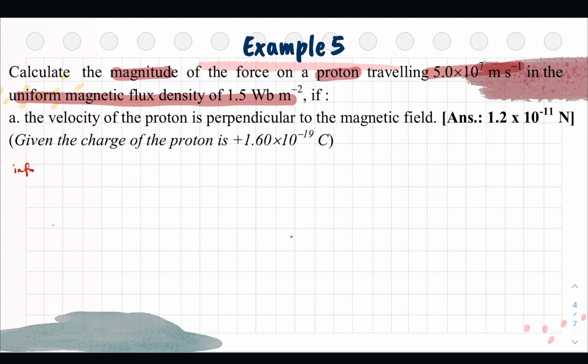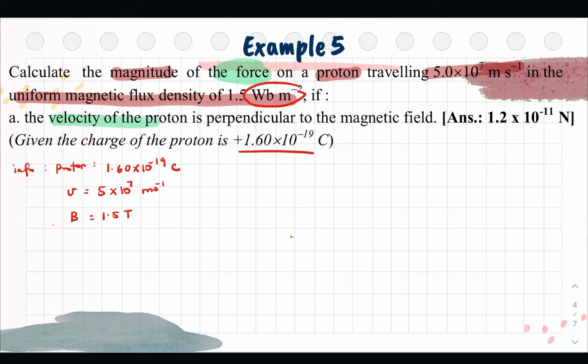Okay, so info: I have a proton. So saya tahu charge saya ialah proton, dan proton dia dah bagi dekat sini 1.6 × 10^-19 coulomb. Dia bagi velocity 5 × 10^7 m/s, dan dia bagi B, Weber per meter square, unitnya pun ialah Tesla, sama je, 1.5 Tesla. Soalan tanya calculate the magnitude of the force FB kalau velocity of the proton is perpendicular to the magnetic field.